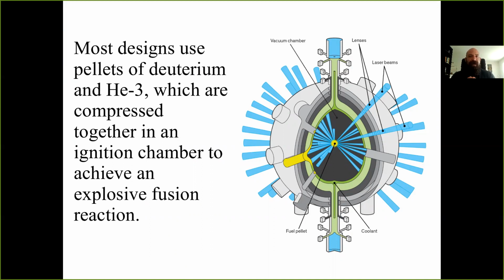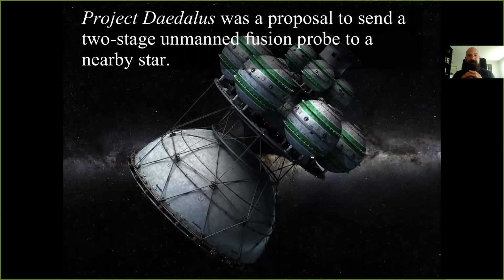The fusion technology we have now typically uses deuterium and helium-3, and small pellets of these are injected into the middle of a combustion chamber where they're compressed together using several hundred laser beams, all firing towards the center of the chamber. And when they're compressed enough, the atoms fuse together and you get a very short explosive fusion reaction, and you simply do that hundreds or thousands of times per second in order to get a continuous fusion reaction.